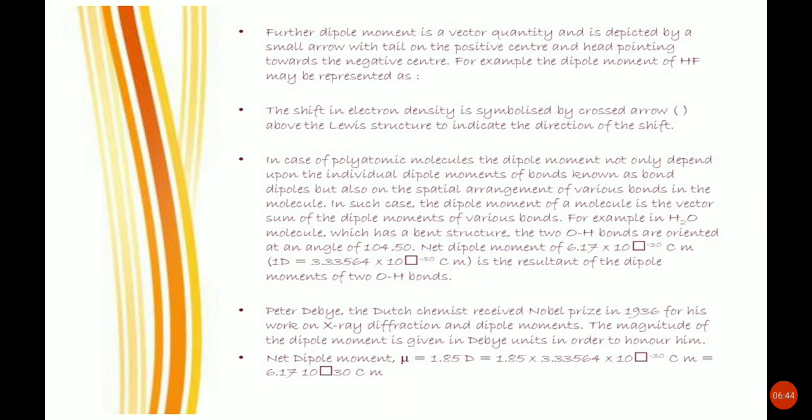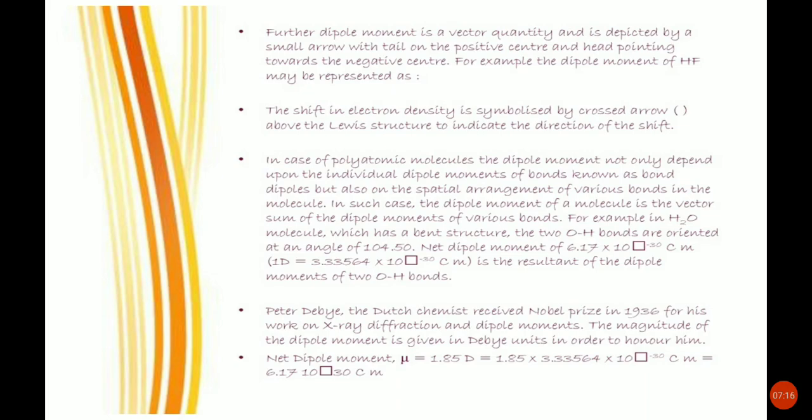Peter Debye, the Dutch chemist, received the Nobel Prize in 1936 for his work on X-ray diffraction and dipole moment. The dipole moment studies were conducted by Peter Debye, and he got the Nobel Prize for the same in 1936. The magnitude of the dipole moment is given in Debye unit, named after him to honor Debye.